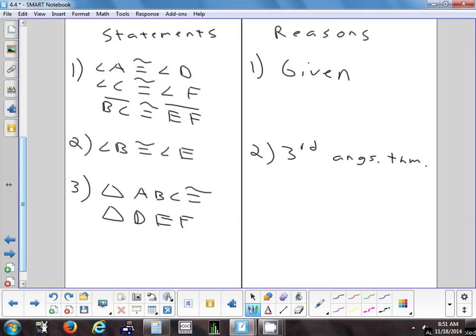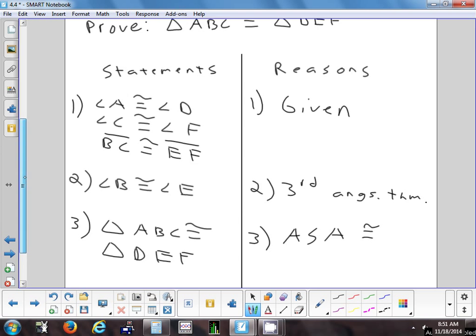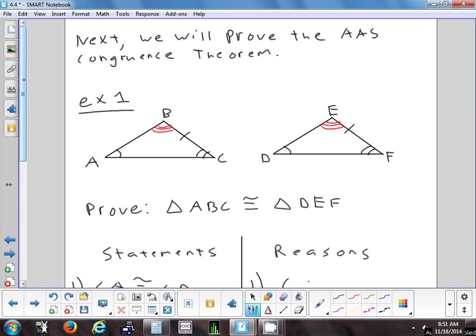In this case, the letters happen to be in alphabetical order. That doesn't always happen. So you've got to match up corresponding parts. Okay, and what was our reason? What postulate? Yep. Angle side angle congruence postulate. All right, now that we've proven angle side angle, we can use it as a reason. We do not have to prove that one again.